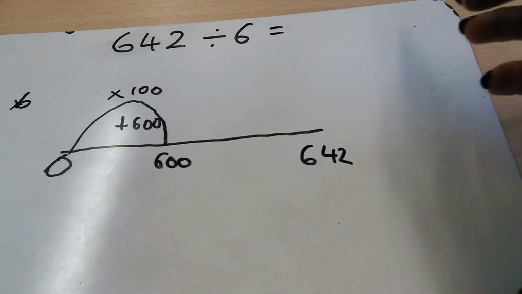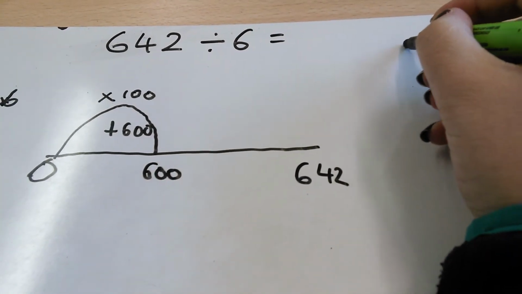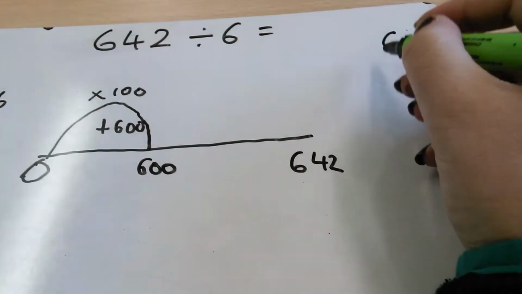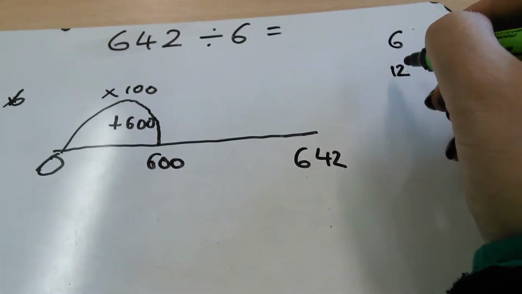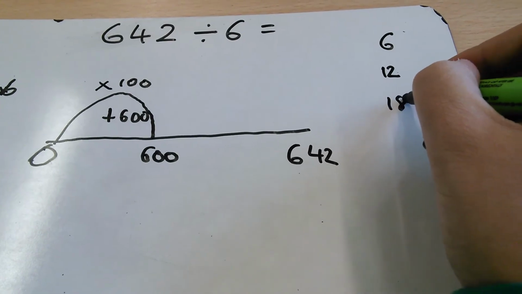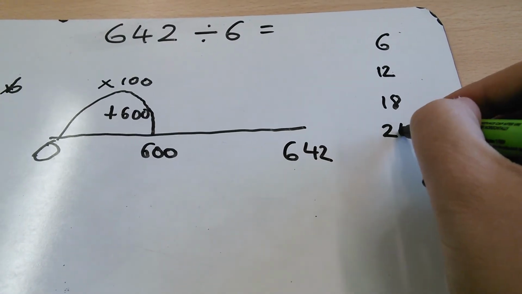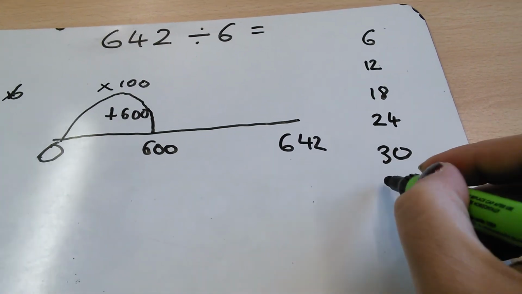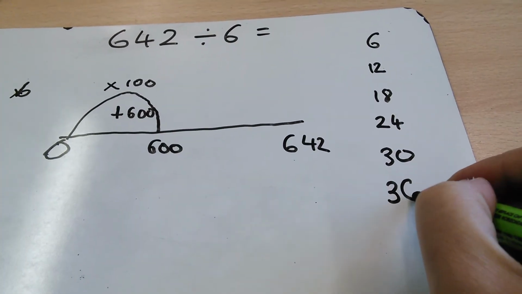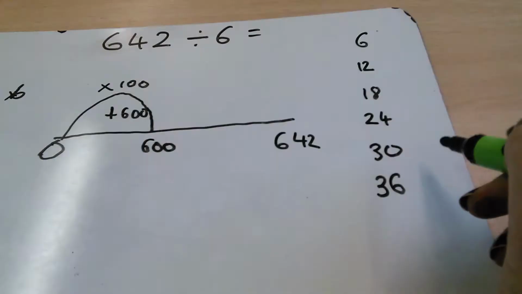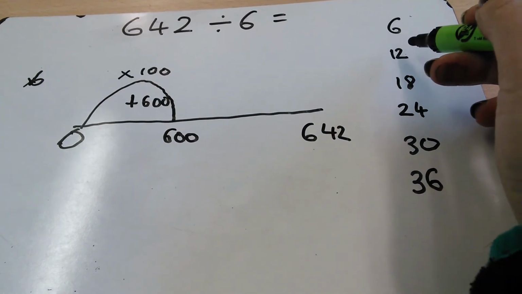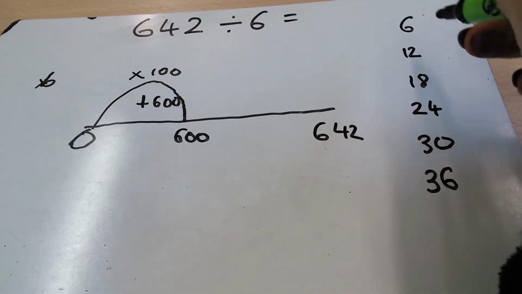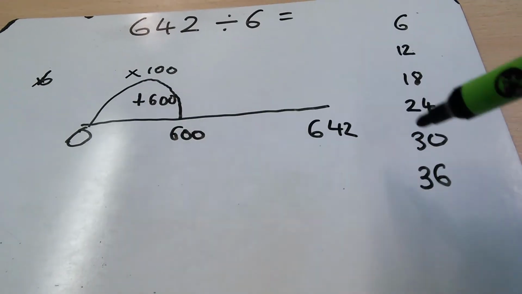Fantastic, right? We've got a big jump. Right, we need to think, to help us, if it helps you, you can start writing some multiples of your 6 times tables out. 12, 18, 24, 30, 36. So I've just simply written out my 6 times tables. So these are the jumps that you can do. So what would be a nice easy jump that might not get us all the way to 42?